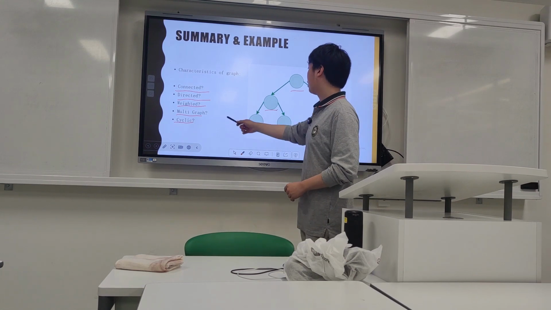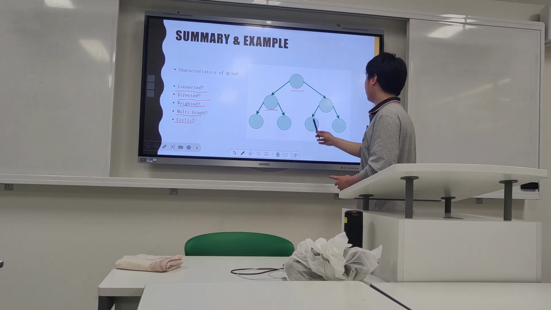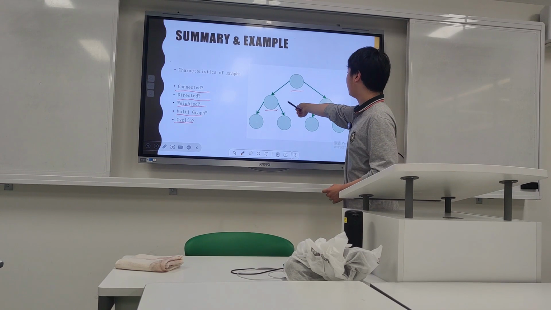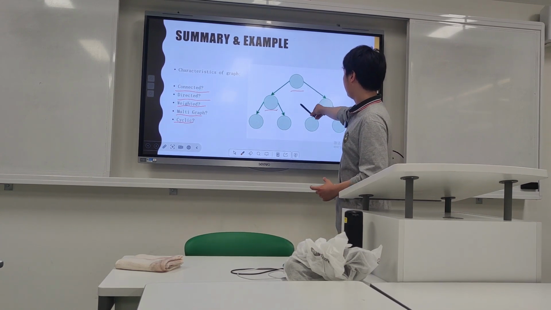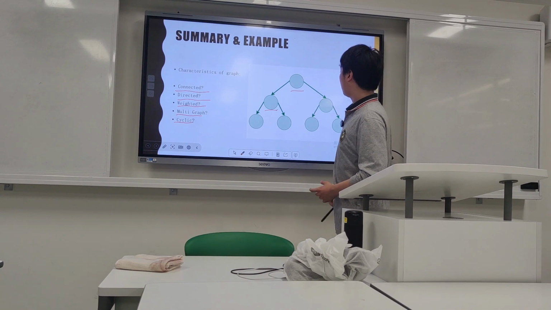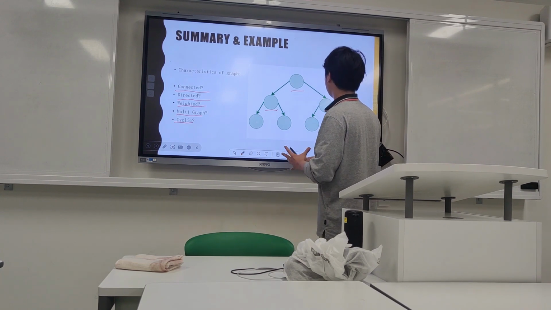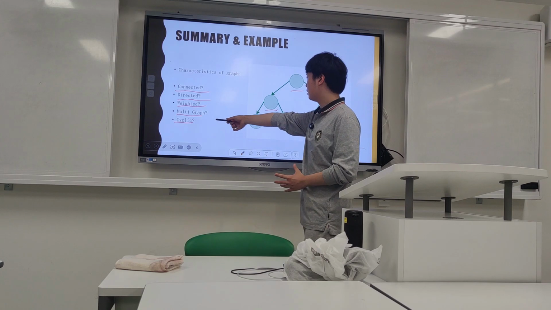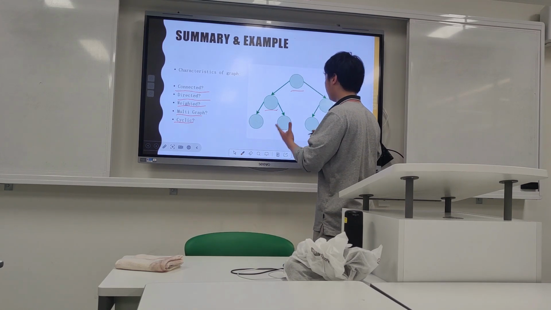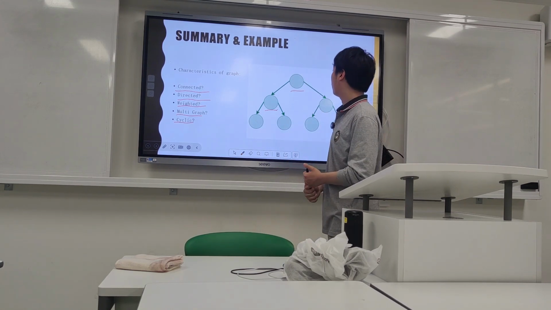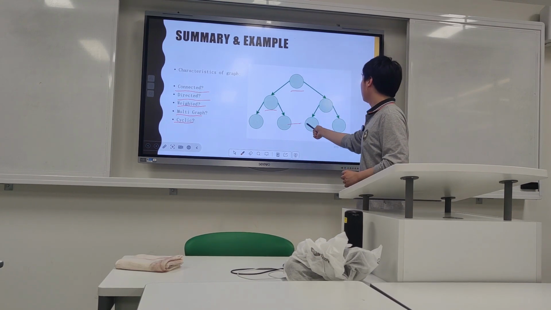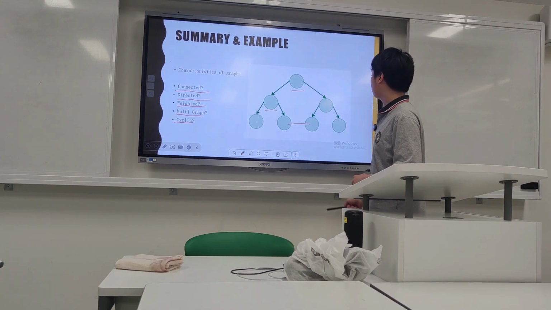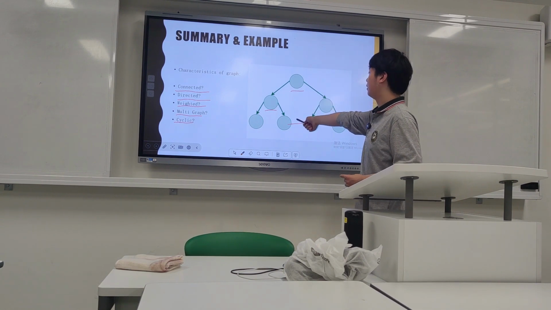And is it a multi-graph? No, because any edge between two nodes is not repeated. And cyclic, a tree is not a cyclic graph. Because if it is connected, for example, here we add an edge here, it will be cyclic, but it will no longer be a tree.